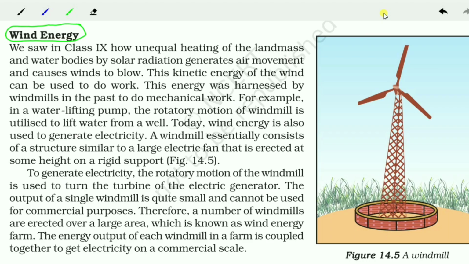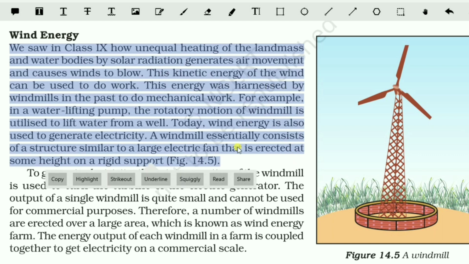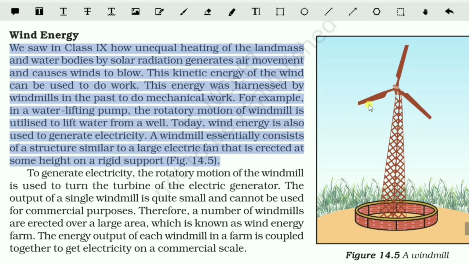Now we will read the topic. We saw in class 9 how unequal heating of the landmass and water bodies by solar radiation generates air movement and causes winds to blow. This kinetic energy of the wind can be used to do work. This energy was harnessed by windmills in the past to do mechanical work. For example, in a water lifting pump, the rotatory motion of windmill is utilized to lift water from a well. Today, wind energy is also used to generate electricity.